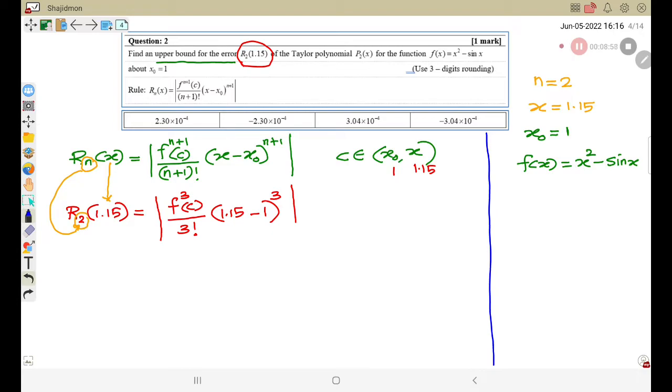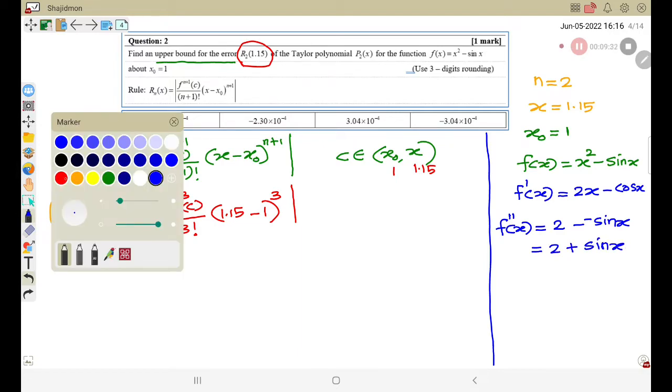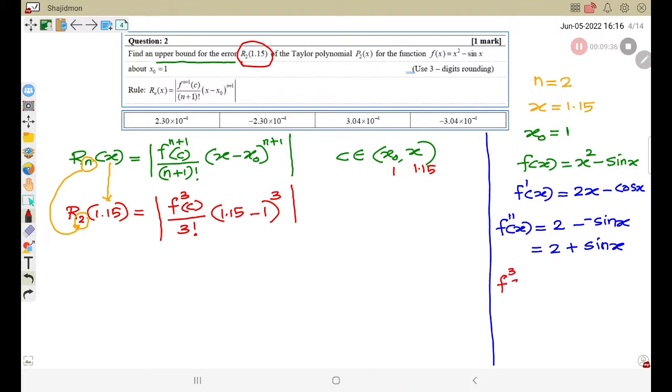Now we need to calculate f3 of c, which means the third derivative of the function. f of x is x squared minus sin x. The first derivative: f dash of x equals 2x minus cosine x. The second derivative: f double dash of x equals 2 minus minus sin x, which becomes 2 plus sin x. Now the third derivative: f3 of x, the derivative of 2 is 0, no need to write, and the derivative of sin x is cosine x. So the third derivative is cosine of x.